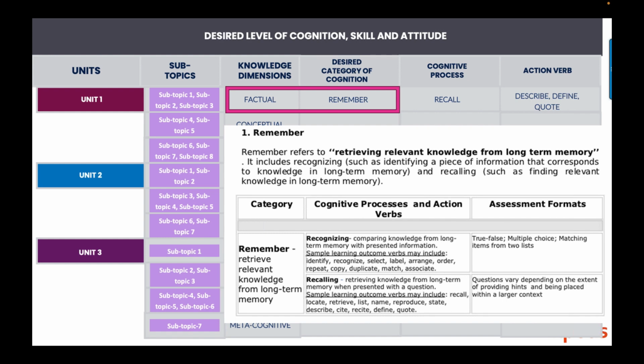I have to now think about, okay, how am I going to assess their learning? So is recalling good enough? That's fine. Then what action verbs am I going to think about? Describe, define, and quote could help me to assess the students whether they have learned and reached the level of remember for all the topics which are related to factual knowledge dimension.